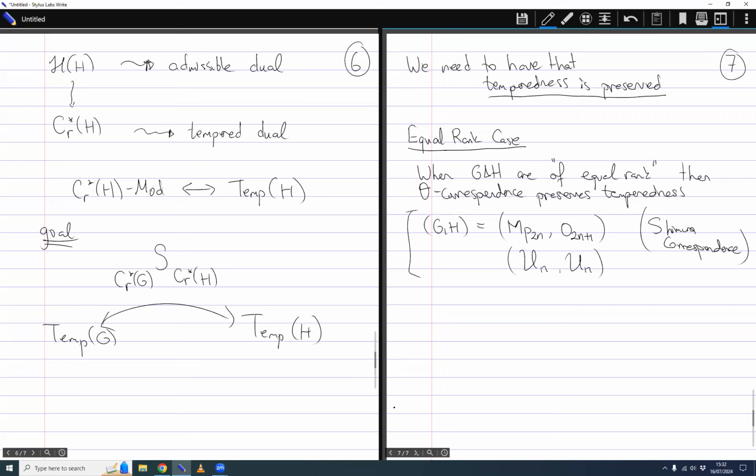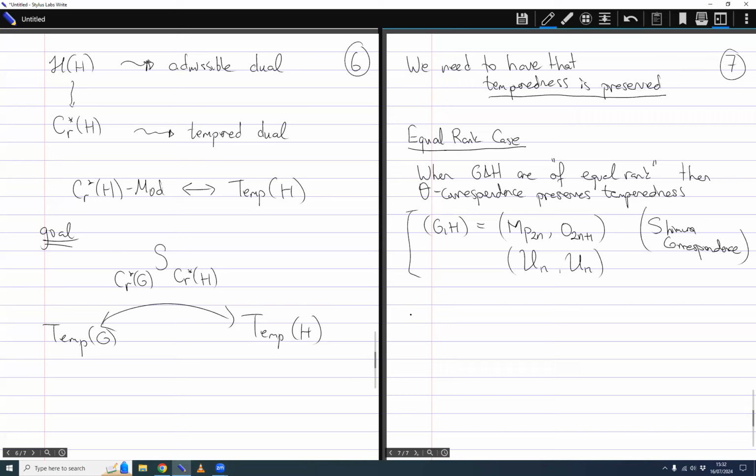You can normalize the Haar measure so that formal dimensions of the discrete series that are matching with each other also are equal to each other. You can talk about, if you take the distributional character of the one representation, you can relate it to the character of the one that it goes to under equal rank theta correspondence. So there's a lot of transfer of information because it's a Langlands type of functoriality, like in the Jacquet-Langlands correspondence. There's a lot of information flow. But yes, temperedness is preserved.